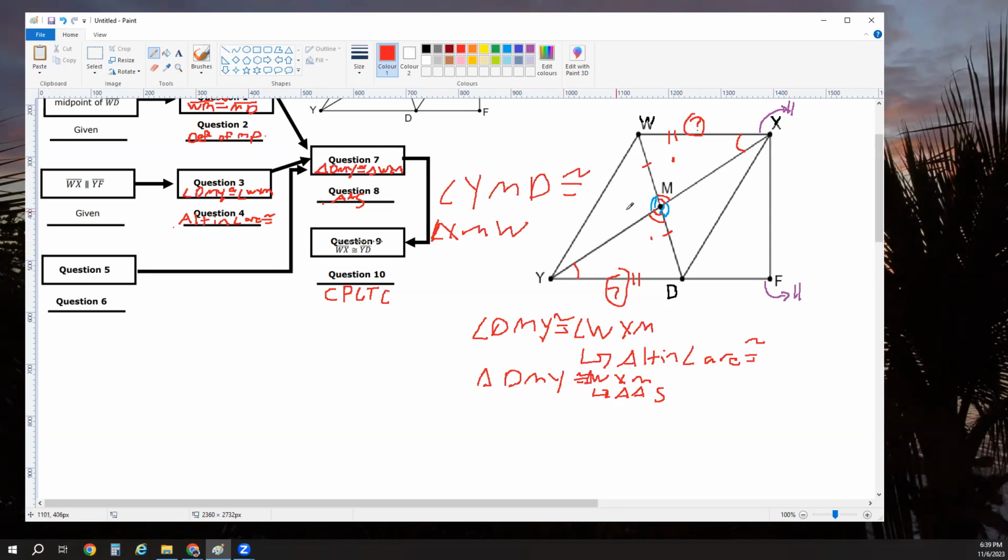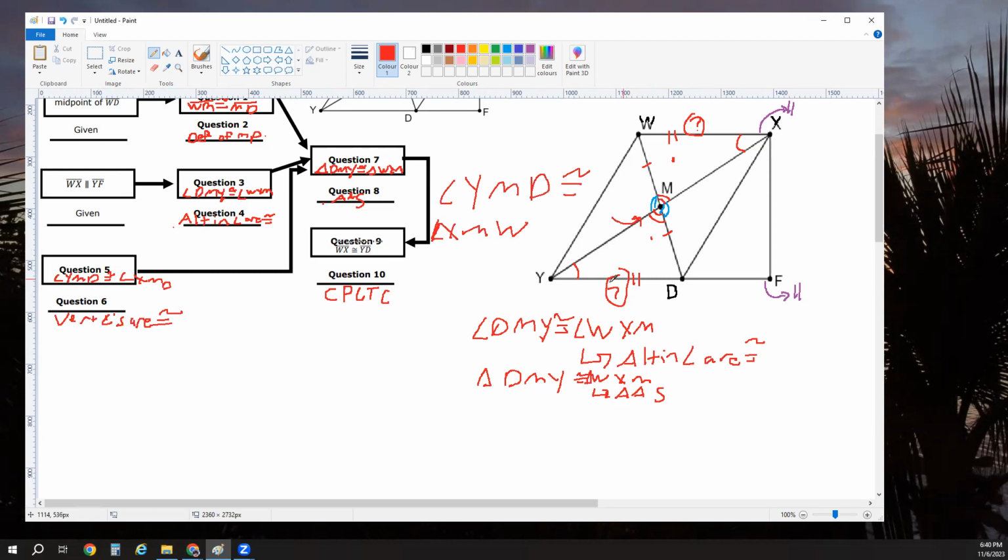That's because these vertical angles, these red ones here, right? So angle YMD is congruent to XMW, and that's because vertical angles are congruent, right? And then because of that, I could tell that these two triangles here, the red ones, were congruent because of angle side.